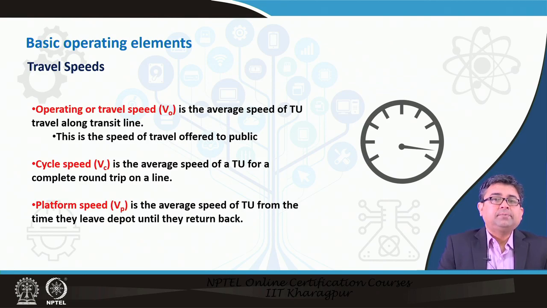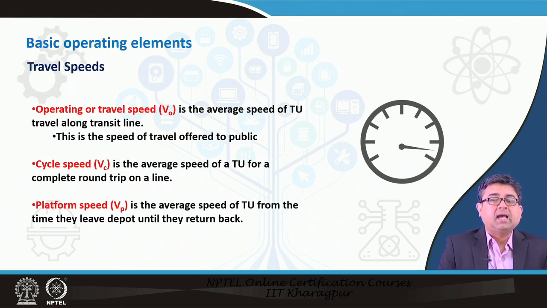Now, operating or travel speed, this is the speed that is offered to the public. So, when we say that a transit line operates at this operating speed or travel speed, this is what we mean: the average speed of TU travel along the transit line. At some times of the day it can be higher, at some times of the day it can be lower based on congestion on the street. If it is a metro kind of transit, operating speeds are pretty constant throughout the day, depending upon headways of course, but it is usually pretty similar throughout the days. So, that is the speed that is given to the public.